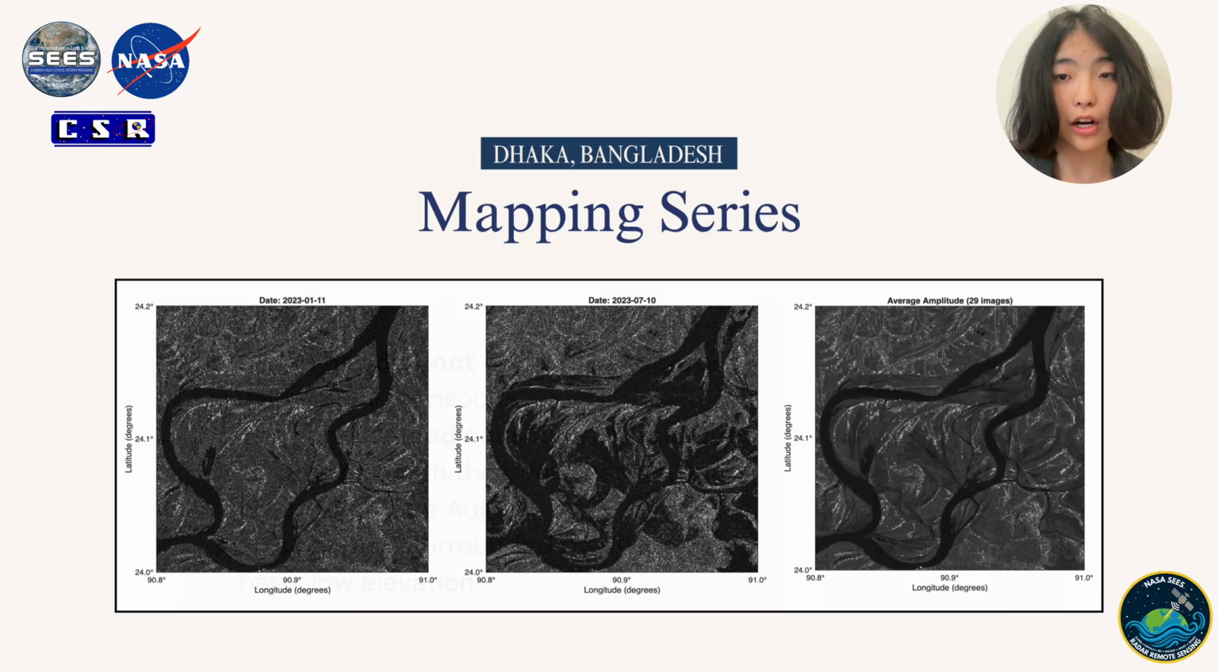These are SAR images over the Meghna River and Dhaka created in MATLAB. The left image shows conditions on January 11th of 2023, and the middle image shows the same region on July 10th of the same year. Darker areas indicate lower backscatter, often connected to water, and on the right we see the average amplitude across 29 images, which serves as a baseline for detecting changes. Notice how the flooded regions in July appear significantly darker compared to both the baseline and the dry season image, corresponding with it being the monsoon season of Dhaka.